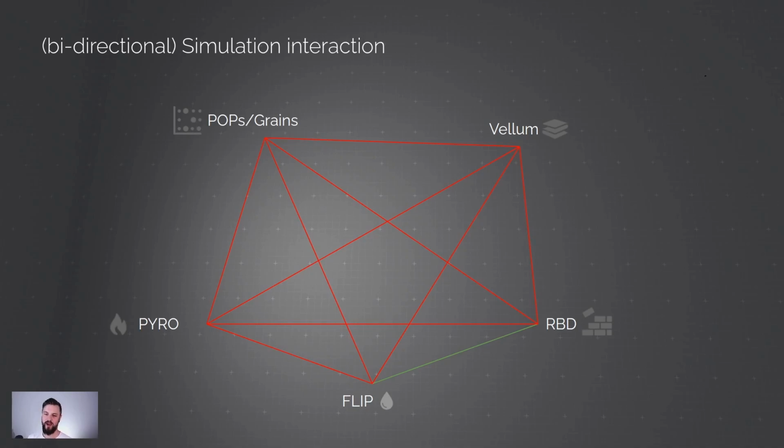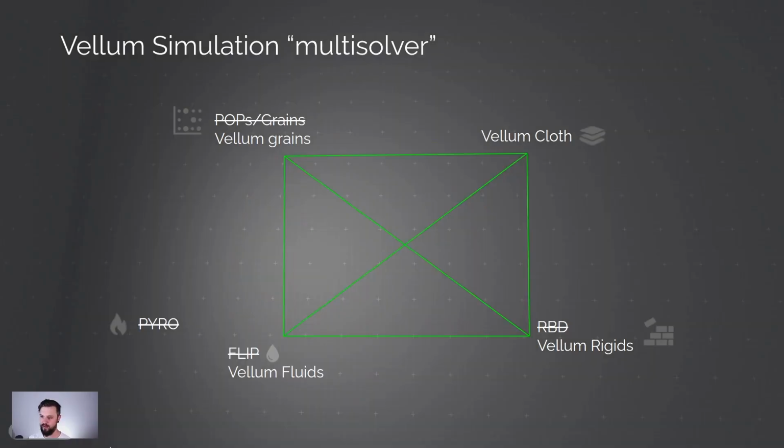And this is where Vellum becomes very interesting, because with Houdini 19, Side Effects actually introduced something that they called the Vellum multi-solver, which means you can simulate different things with Vellum. For example, while you can't simulate pyro with Vellum, you can actually use Vellum grains to simulate grains, Vellum rigid to simulate rigid bodies, and Vellum fluids, well, to simulate fluids. And all of them, of course, can interact with each other.